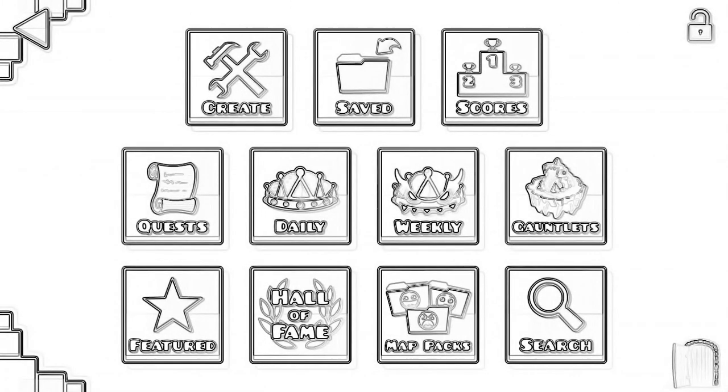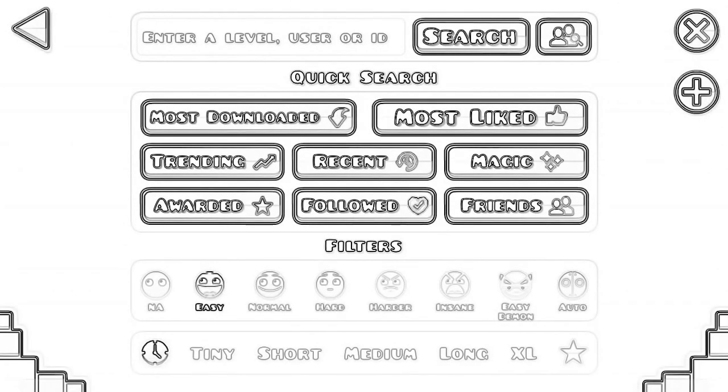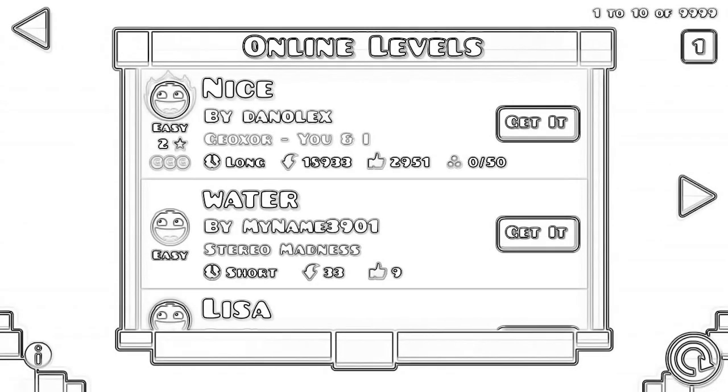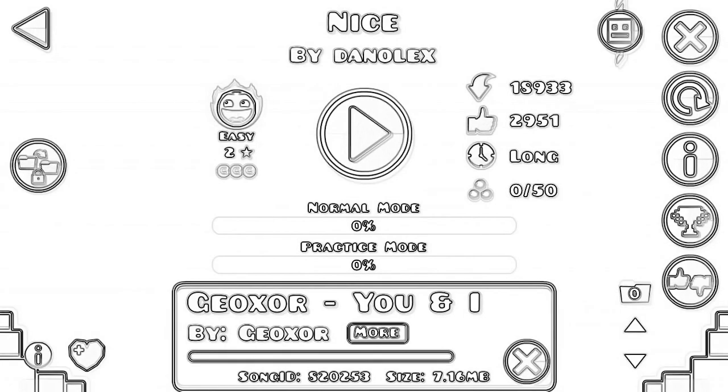And today we're just gonna look for a quick level. Let's see, what is the most recent level of the easiest difficulty? This one. So it looks like we are starting out with a wave.